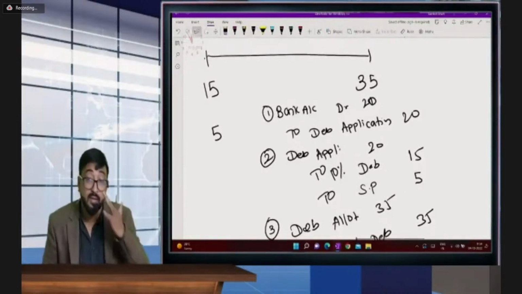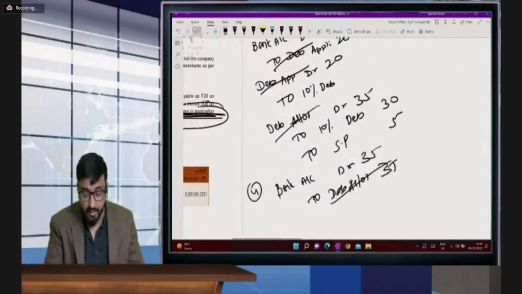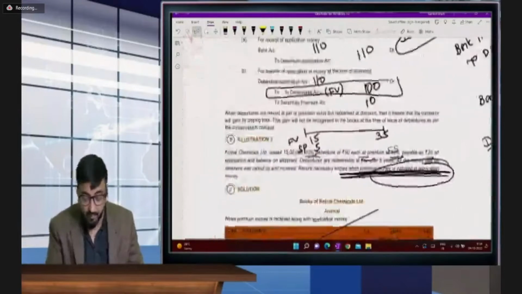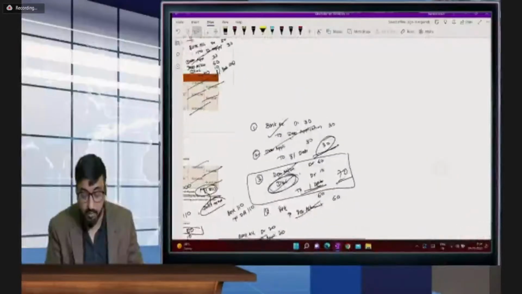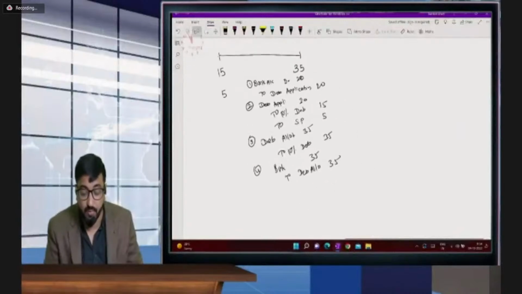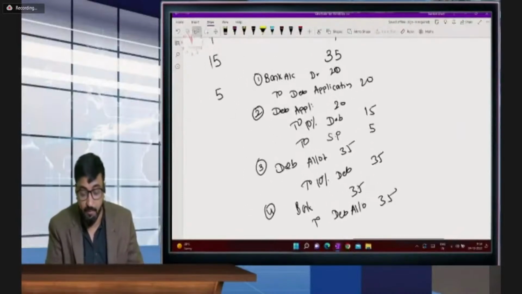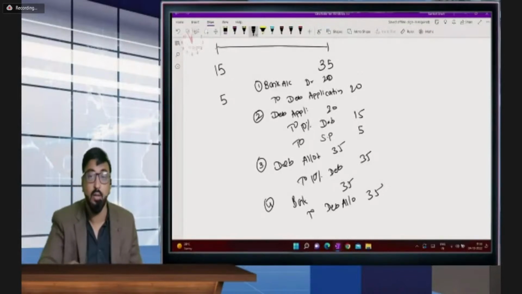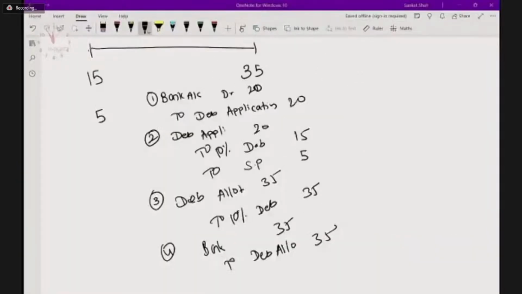Okay, if nothing is mentioned, then these entries are correct. If nothing is mentioned, then adjust it in the security premium in allotment. If given, then you have to adjust it in application. Think for one debentures, you will get the answer. Easy check. Yes, tell me in the comment section. It's similar to shares.